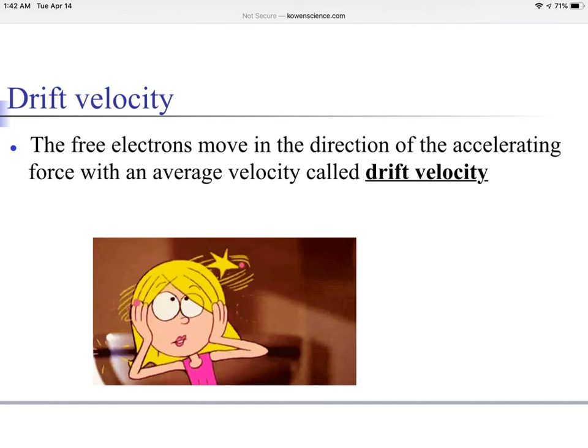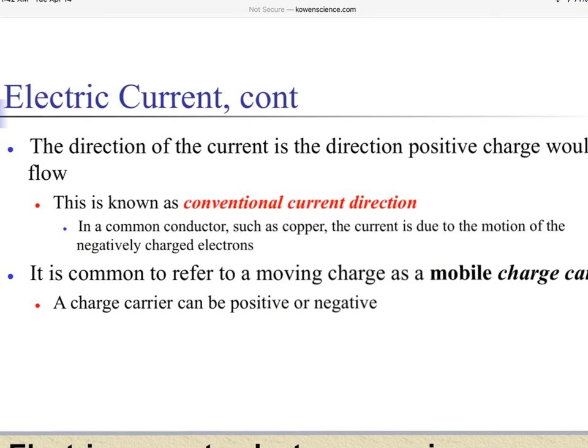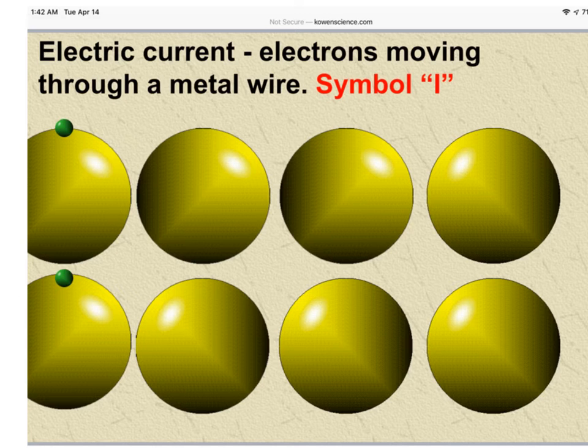Drift velocity: when we look at the free electrons that move in the direction of acceleration with an average velocity, we call this drift velocity. Remember, the direction of the current is the direction that the positive charge would flow, and this is called conventional current direction. It is common to refer to a moving charge as a mobile charge or a mobile charge carrier. For electric current, we can have electrons that move through a metal wire. The symbol for electric current will be I.